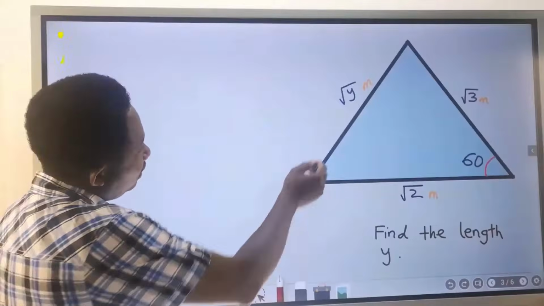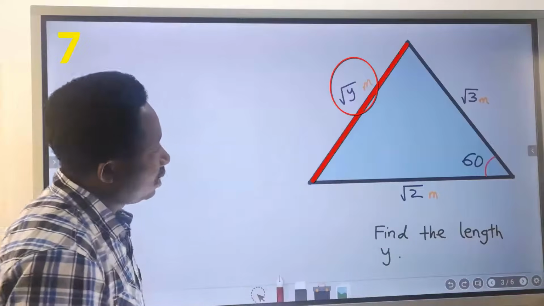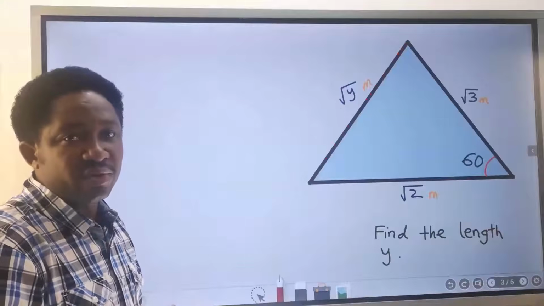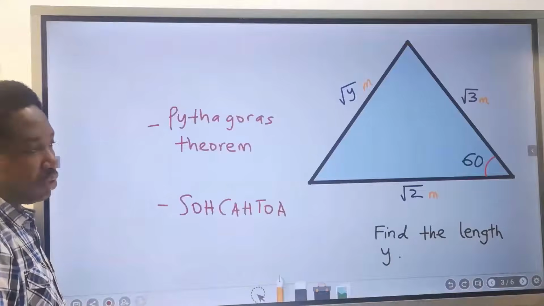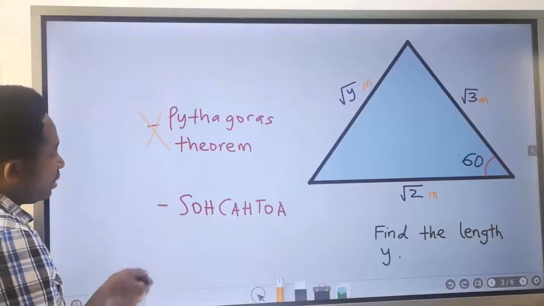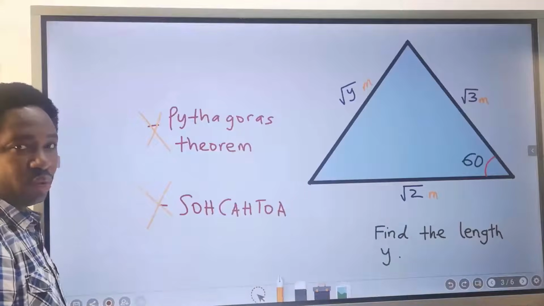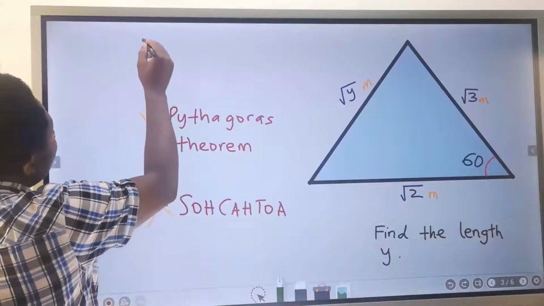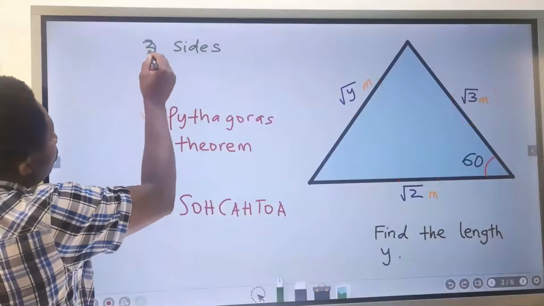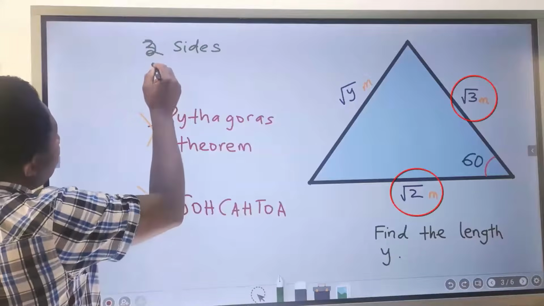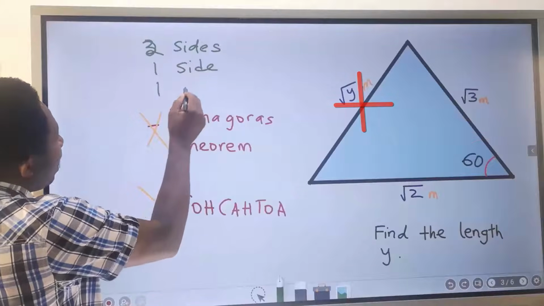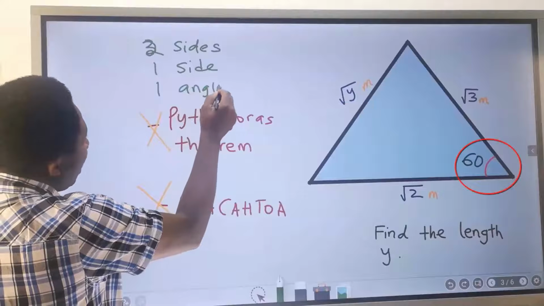Let's find this length y in meters. In this triangle, this is not a right angle triangle. You cannot think of Pythagoras theorem and you cannot think of SOHCAHTOA because we have 3 sides, of which only 2 are known, but one side is unknown, and we have one given angle.